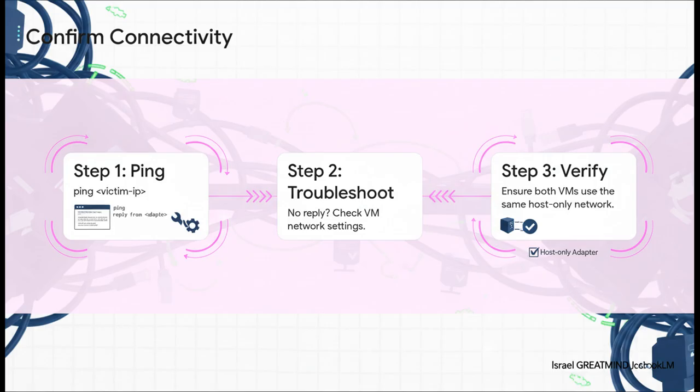If not, do not panic. This is easily the most common hiccup people run into. It almost always means your virtual network settings aren't quite right. Just go into the settings for both of your VMs and double-check that they are attached to the exact same host-only adapter by name. That usually fixes it.